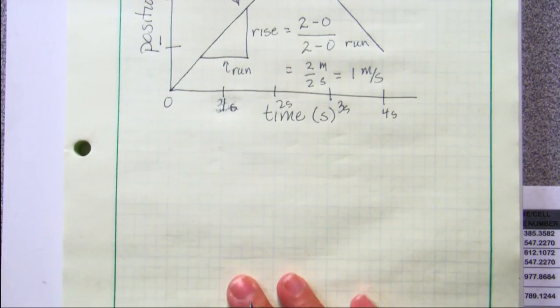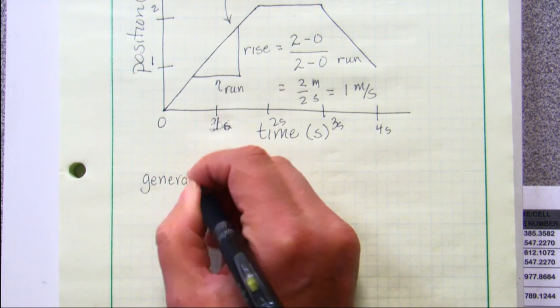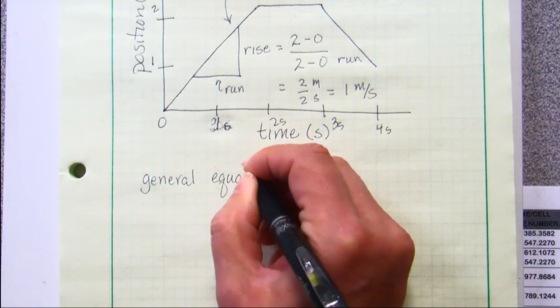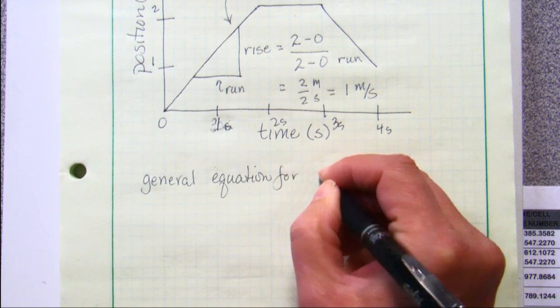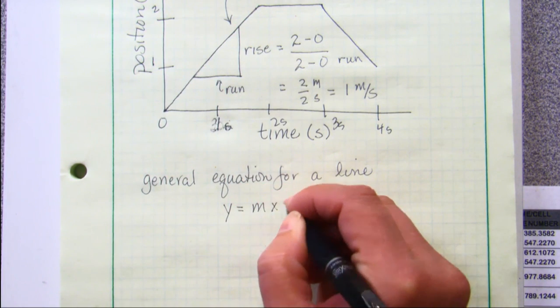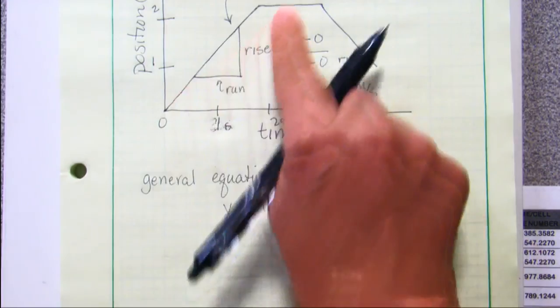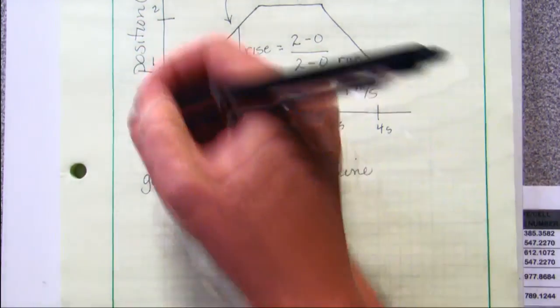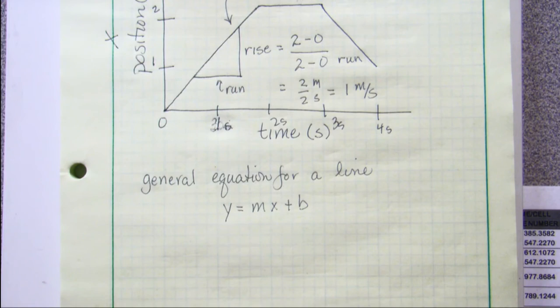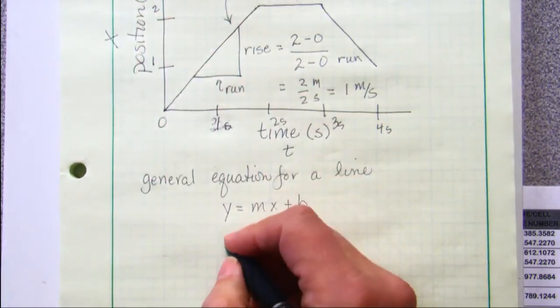So let's do something real quick. The general equation for a line is y is equal to mx plus b. Right? That's my general equation for a line. Now, if I'm doing it off of a graph here, we're going to represent position with an x. We're going to represent time with a t. This y is my y-axis, so this is x.